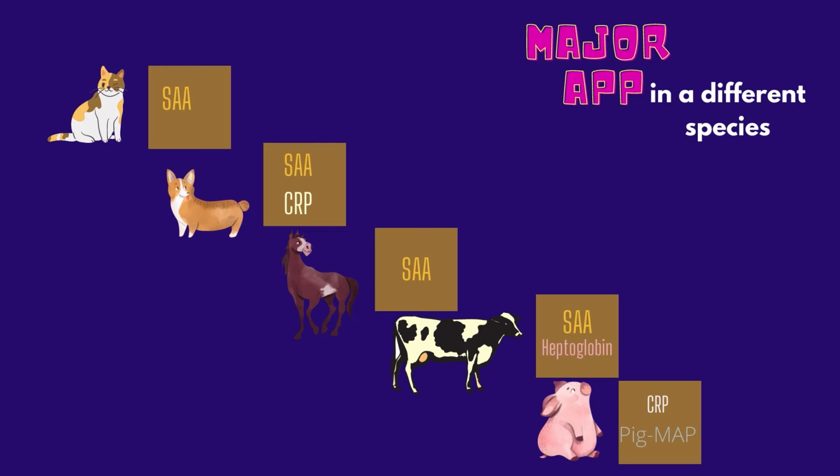And this is the major acute phase protein produced in different species. You can see right here, the cat, the dog, the horse, the cattle, and the pig all have different major APPs. The cat has serum amyloid A, the dog has serum amyloid A as well, with CRP, which is the C-reactive protein. All play a major role.